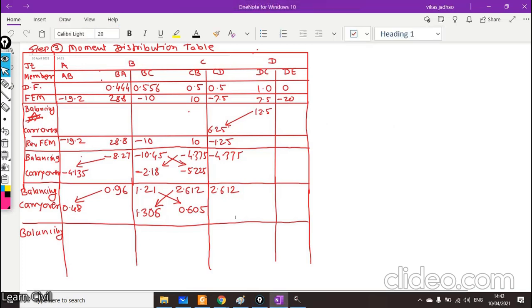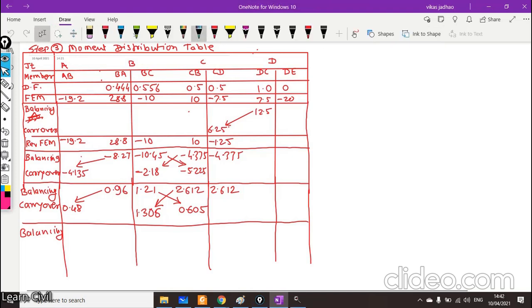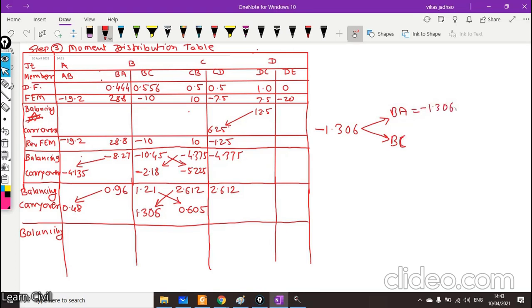Okay, so we'll be doing the balancing. At joint B, we will be having unbalanced moment of 1.306, and it will be balanced by a balancing moment of minus 1.306. This moment will be shared by BA and BC. Okay, and BA will be sharing a moment of minus 1.306 multiplied by distribution factor, that is 0.444. So this is equal to minus 0.57. Okay, so write down here minus 0.57.